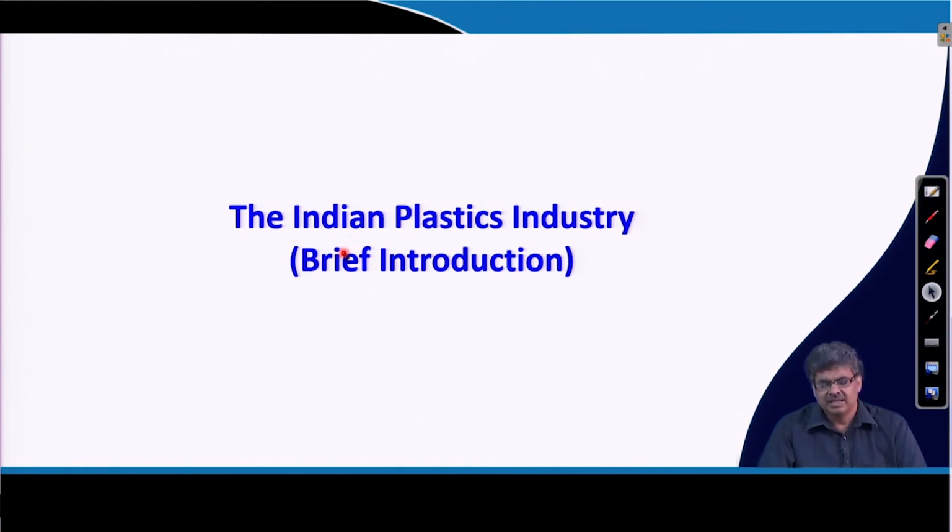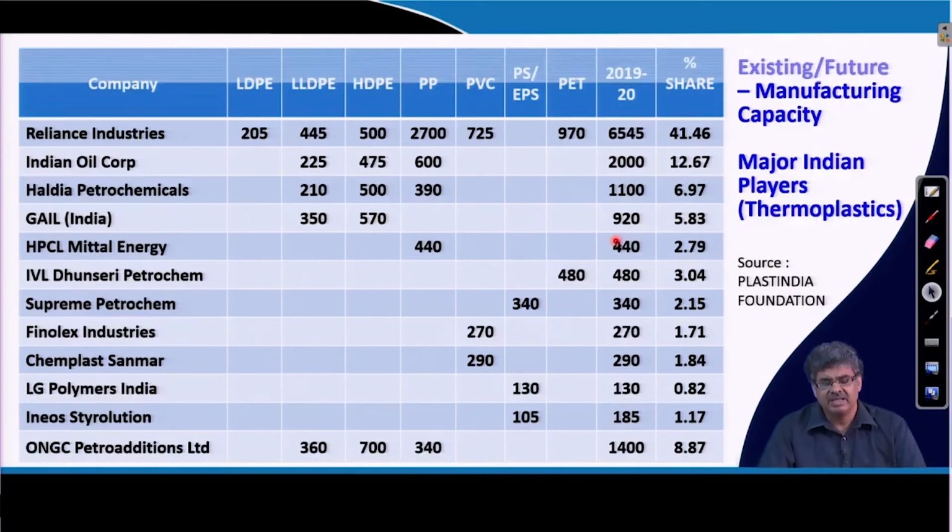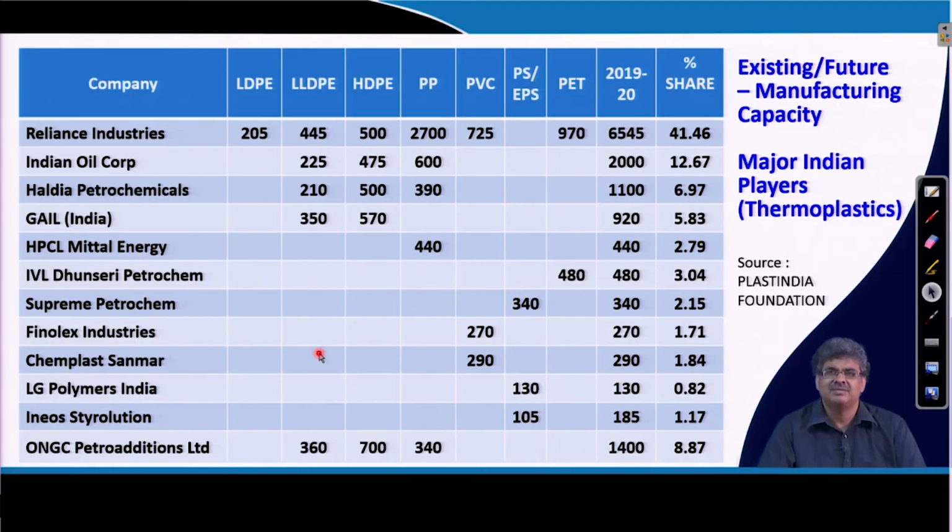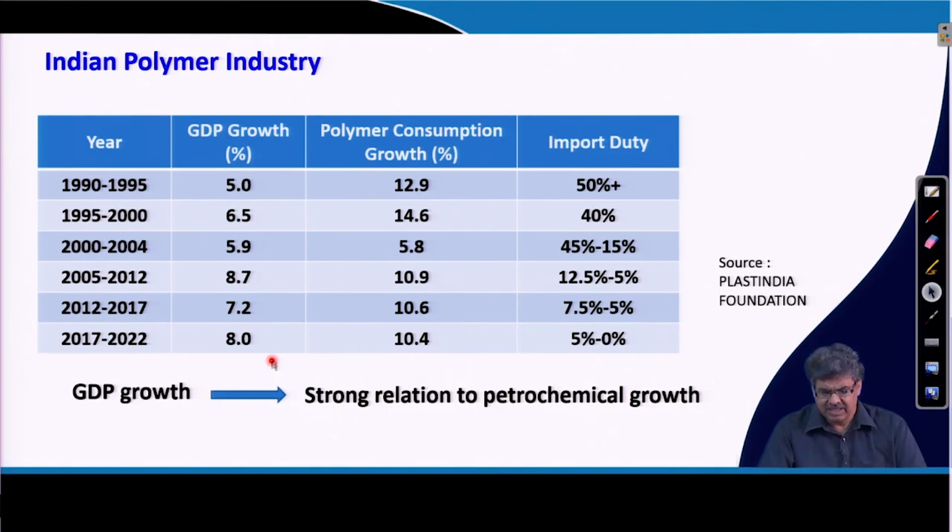Let me conclude by giving you some idea about the Indian plastics industry very briefly. These are the main companies in India which produce plastics, starting from Reliance Industries, Indian Oil Corporation, Haldia Petrochemicals, and the products are listed here, the different types and their amounts and percentage of share. So, this is just to give you the companies which make polymers in our country. And there is steady growth: as our GDP grows steadily with time, the growth of polymers is also increasing steadily. So, GDP growth has a strong relation with plastic growth.